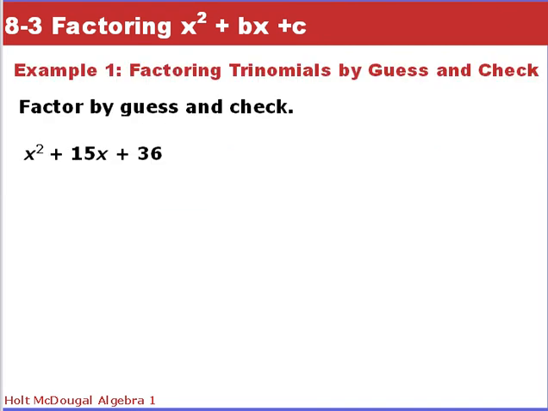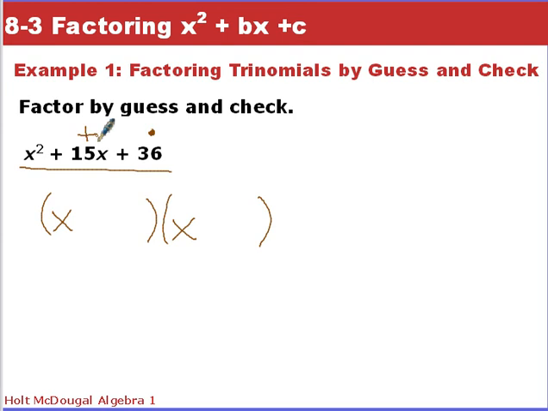So our first way we're going to do it is by guess and check. In fact, remember our last section, we started with either a binomial or trinomial and ended up in this form. In this lesson, we're taking this form and going back, we're undoing what we did when we FOILed. So to get x squared, we'd have to have an x term here and an x term there. Now we're looking for two numbers that multiply to give us 36, but add together to give us 15.